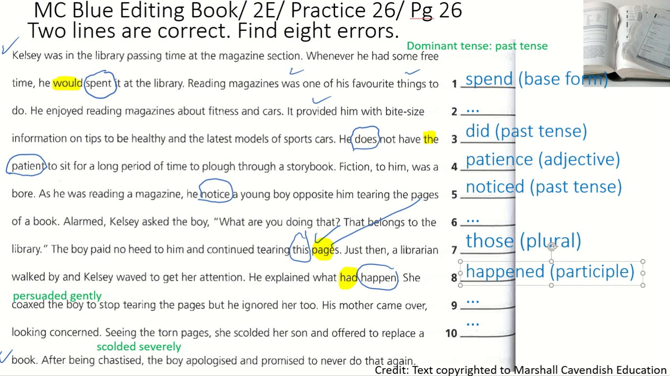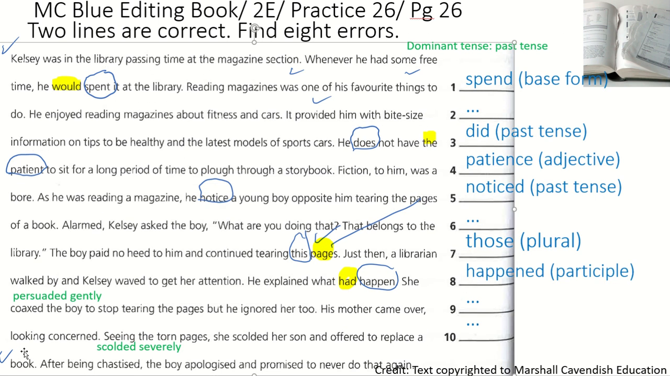She coaxed the boy to stop tearing the pages, but he ignored her too. Wow. Quite an insolent boy, huh? Two people asked him to stop, but he refused. His mother came over looking concerned. Seeing the torn pages, she scolded her son and told him to replace a book. She should replace that particular book. So this would not be a. I would say that would be the specific book, that book with the torn pages. The book should be the correct determiner, or the article, because it is that specific book that is being torn here.